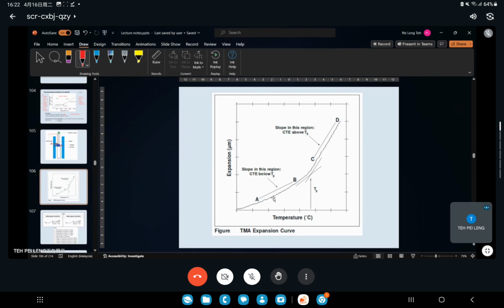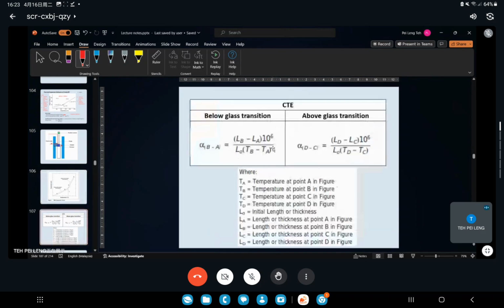So this is below TG. We will put CTE below TG here because it is below. No, this is above. Above TG, the temperature is higher, it is above. Lower, then it's below. If you put this one below TG here, it is wrong already. So this is a higher level.